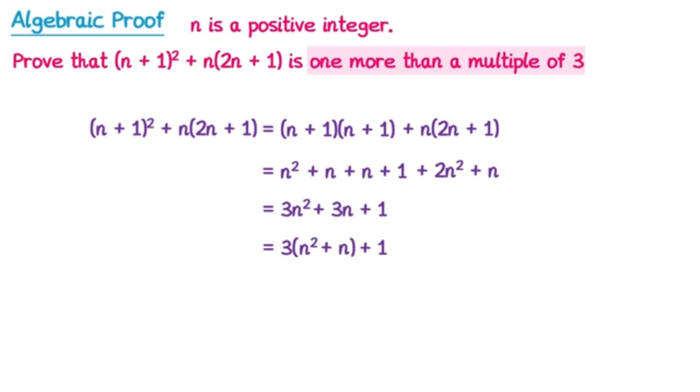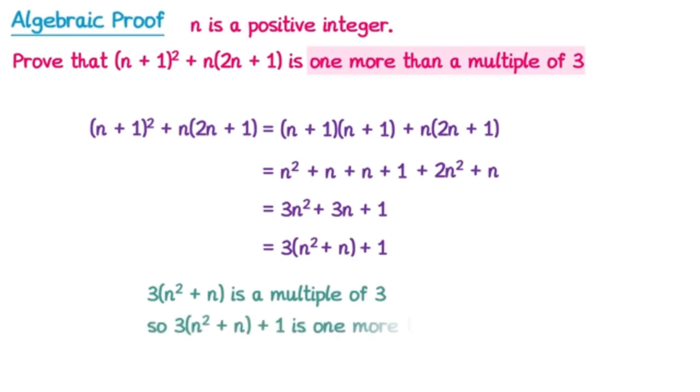So the 3 lots of n squared plus n is a multiple of 3, so when we add 1 to it, it must be 1 more than a multiple of 3. So we can finish this proof by writing 3 lots of n squared plus n is a multiple of 3, which means that 3 lots of n squared plus n, plus 1, is 1 more than a multiple of 3. And that's the proof complete.